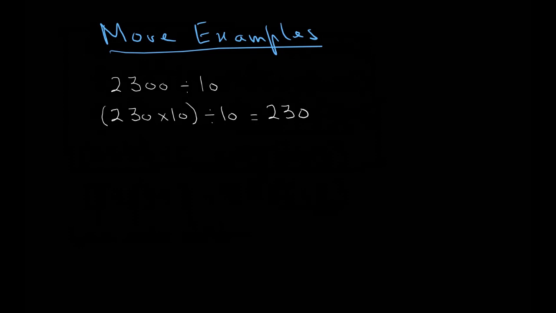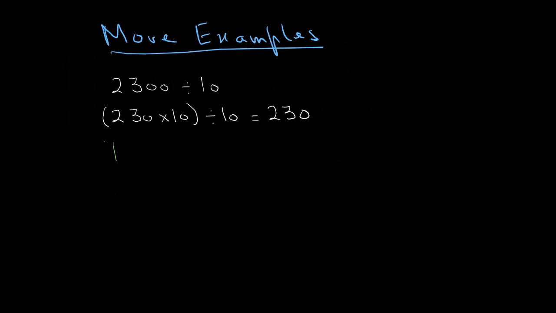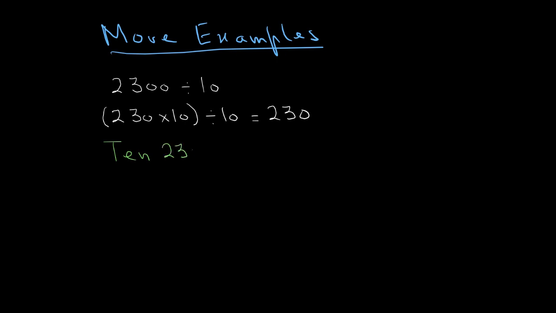Another way to think about it is that these are really 10 230s. I'm not writing the multiplication symbol, I'm writing it as 10 multiplied by 230, and thinking of it as 10 230s. And then when I divide it by 10, I clearly am only going to be left with 230. Like when I have 10 apples and I divide them among 10 children, each gets an apple. Now if I have 10 230s and I divide them among 10 children, each gets one 230.